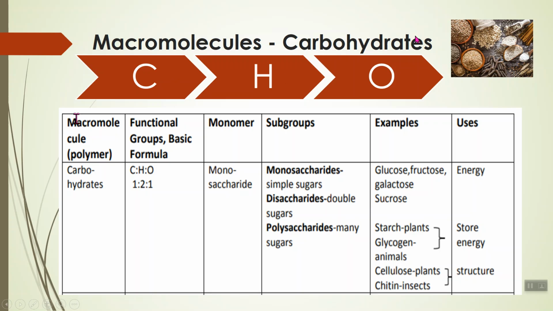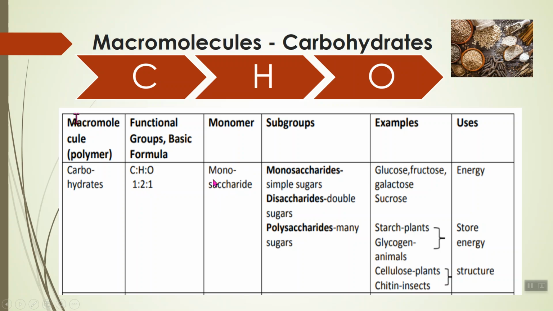So what you see here is the carbohydrate. Carbohydrates are hydrates of carbon. They are made up of carbon, hydrogen, and oxygen, so I pronounce this as CHO. You can see this chart here. It tells you different properties of the macromolecule carbohydrates. Carbohydrates are made up of carbon, hydrogen, and oxygen at a 1:1:1 ratio.